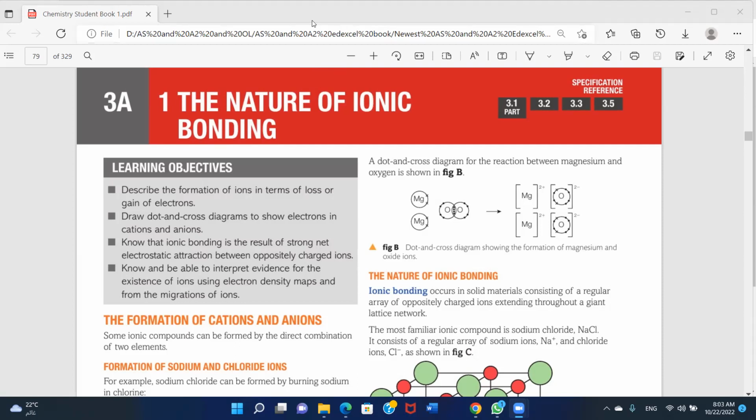And as we know, if we look at elements in group 1, we have seen in chapter 2 that all elements in group 1 have only 1 electron in the outermost shell. And so if they lose this electron, they will have a full outermost shell. For example, lithium in its simplest form is 2, 1. So if it loses this electron, it will have 2 electrons like helium, which is its nearest inert gas. If we look at sodium, it's 2, 8, 1.